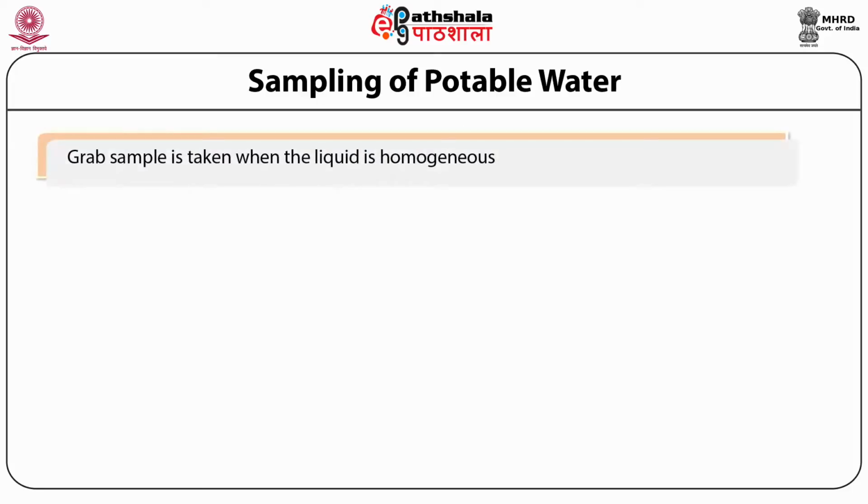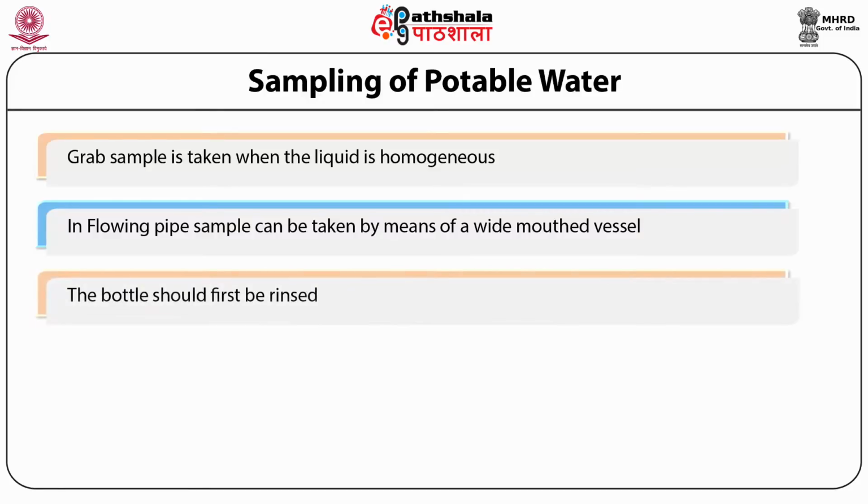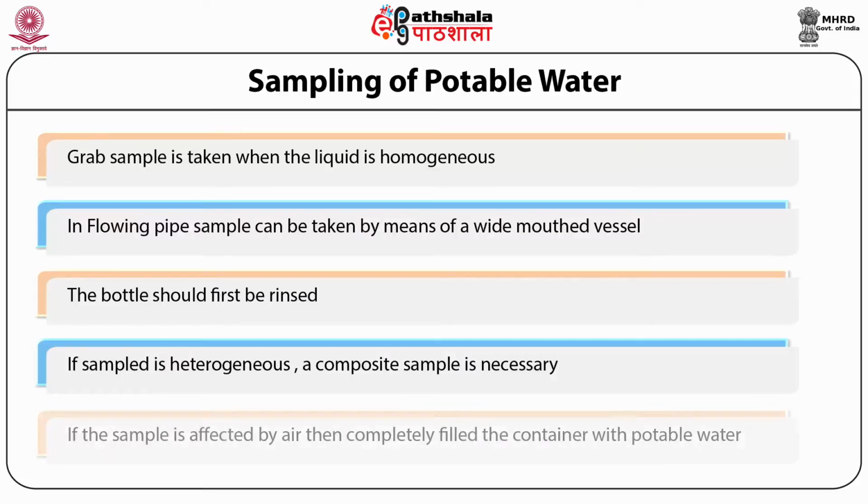Now we will discuss the sampling of potable water. When the liquid is homogeneous, it is sufficient to take a grab sample, and if the liquid is flowing along a pipe or channel or over a weir, it can be taken by means of a wide-mouthed vessel. The bottle should first be rinsed with the liquid being sampled and then filled. When the liquid to be sampled is heterogeneous such as sewage, composite sampling is necessary for further analysis. If any constituent to be determined is affected by air contact, take the sample out of contact with air and completely fill the container with the potable water.